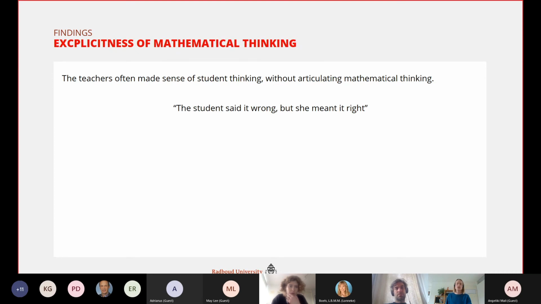First, just to illustrate the first finding, often they were making sense of a student's thinking, but they did not articulate mathematical thinking. For example, when they say, the student said it wrong, but she meant it right, they're evaluating her formulation, they're evaluating her intention, what she actually meant. And well, hopefully this is based on mathematical thinking, but it does not become clear because they don't articulate it.